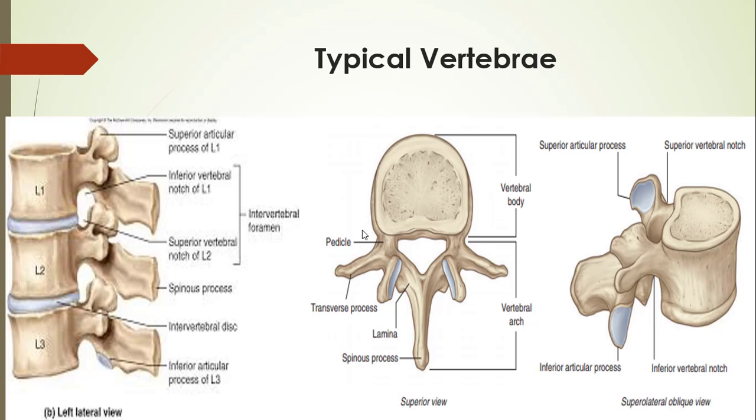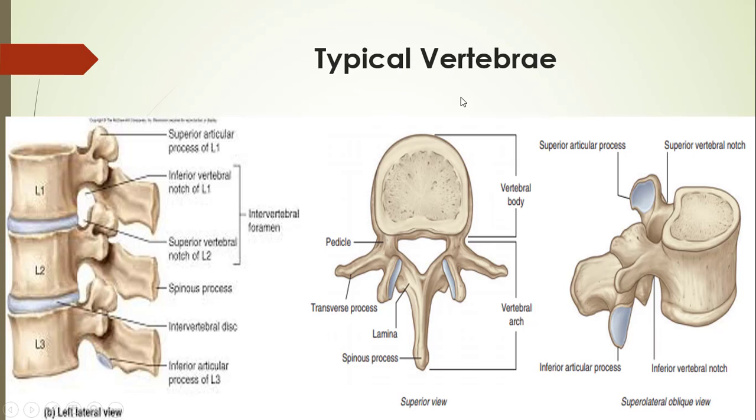First, let's have a little bit of description about the components of each vertebra. Let's talk about it in this way. First, let's talk about the vertebral body. Next, let's talk about the vertebral arch, and then we shall discuss the projections coming out of the vertebral arch.